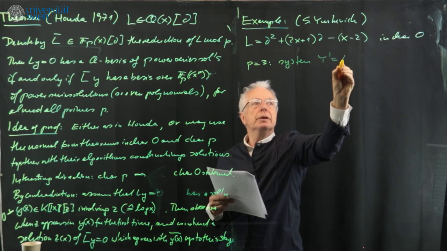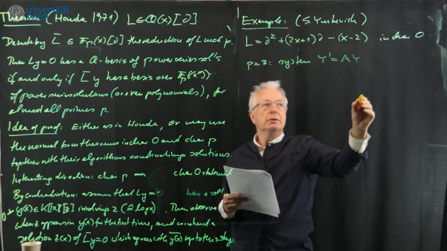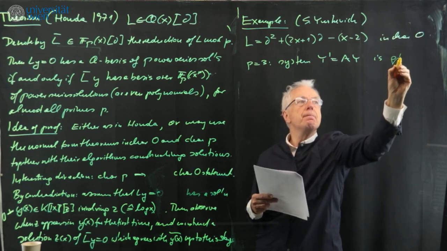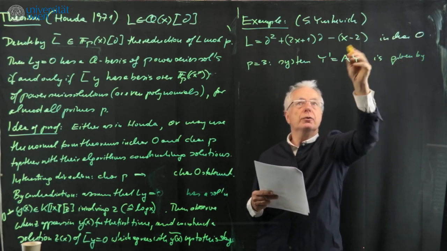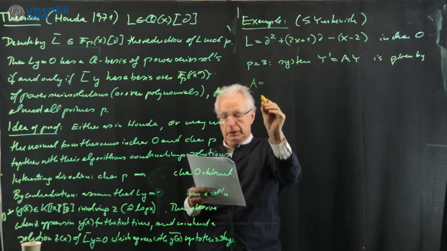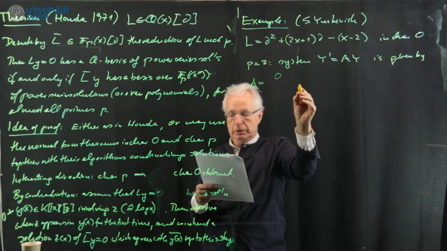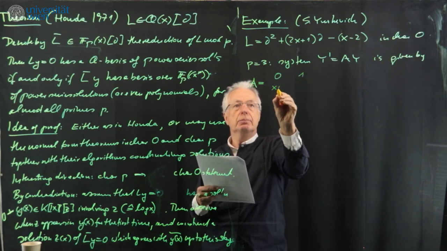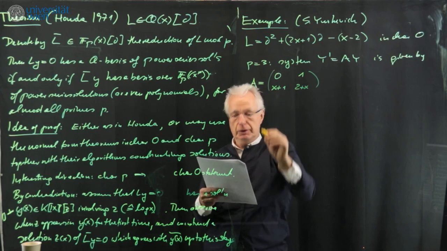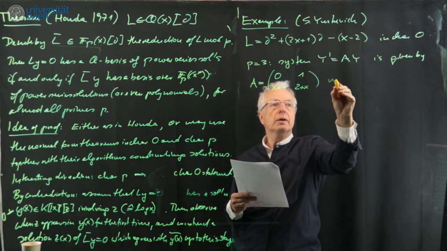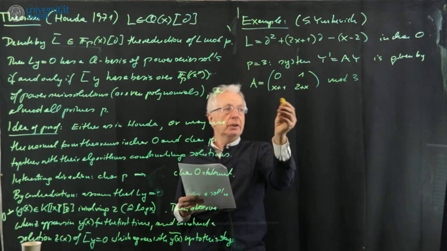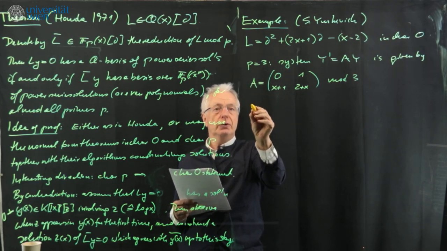y prime equals A y, which is given by, you just transform this into a system and you get the matrix A equals (0, 1; x + 1, 2 + x). So you don't even have a singularity here. Taken mod 3. So now we run the recurrence for the p curvature.